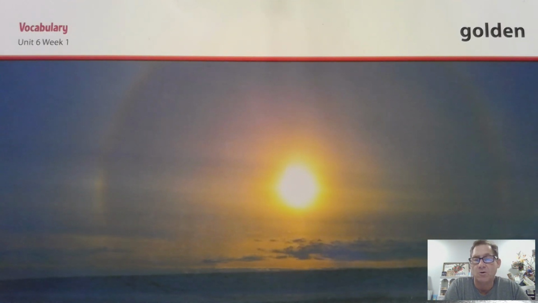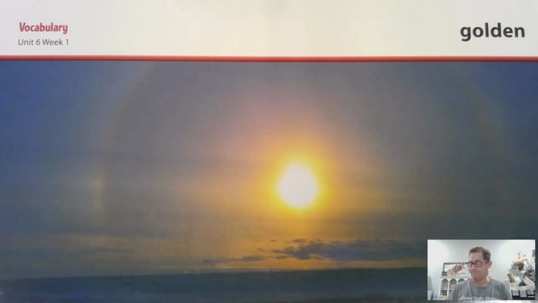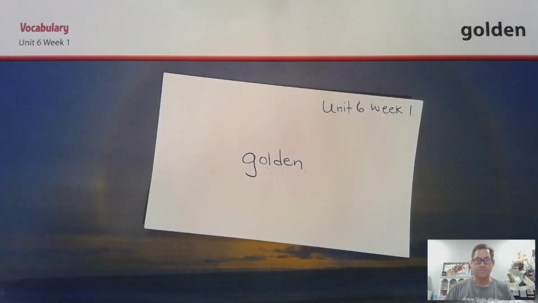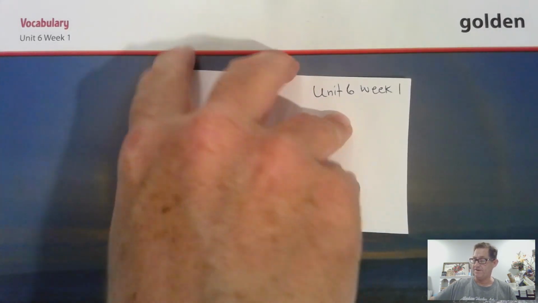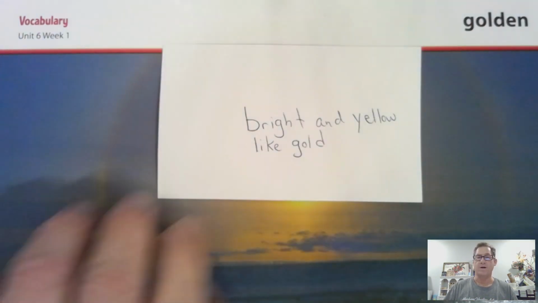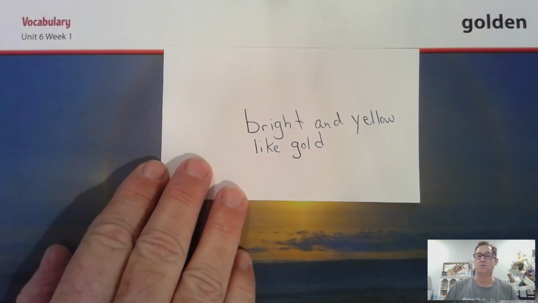Name some things that are golden. Let's write the word golden. And for the definition, write bright and yellow like gold.